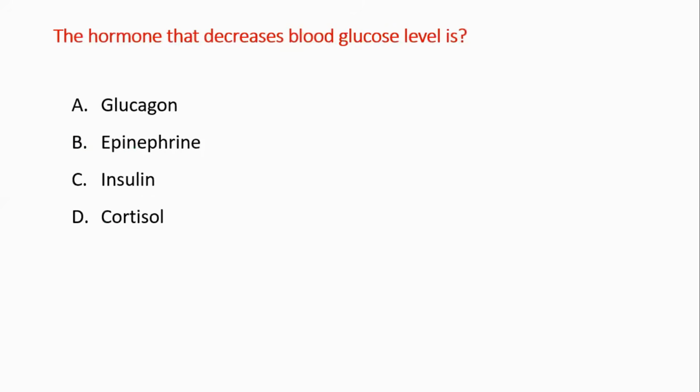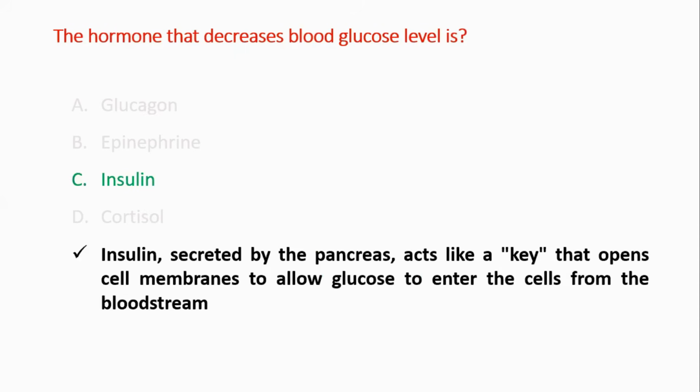Let us have a look towards the next question. The hormone that decreases blood glucose level is glucagon, epinephrine, insulin, and cortisol. Come on, give it a try. Try to answer this question. It is a very common question these days as we are talking about diabetes, and you know which hormone is responsible for maintaining the blood glucose level. Yes, you guessed it right. Right answer is insulin. Insulin secreted by the pancreas acts as a key that opens cell membrane to allow glucose to enter the cells from the bloodstream.